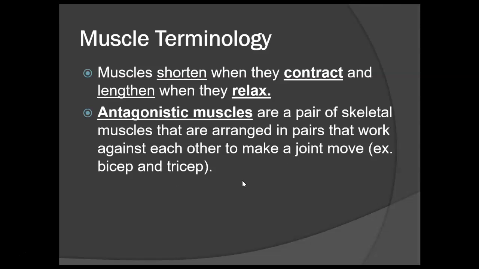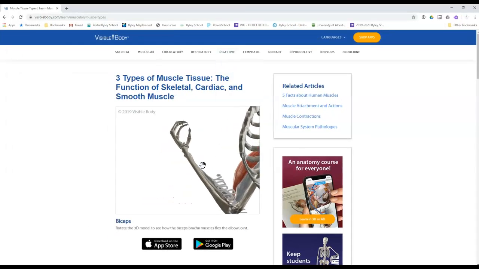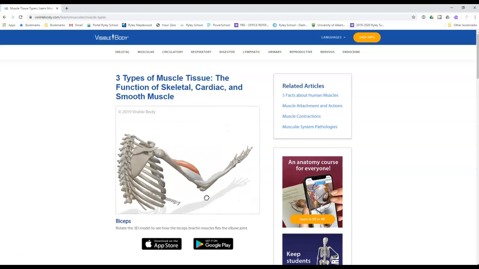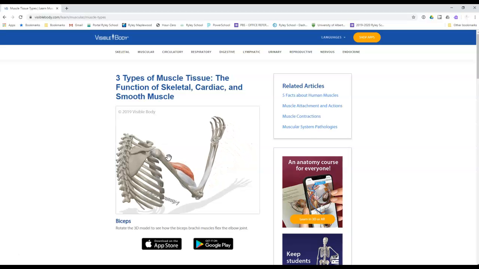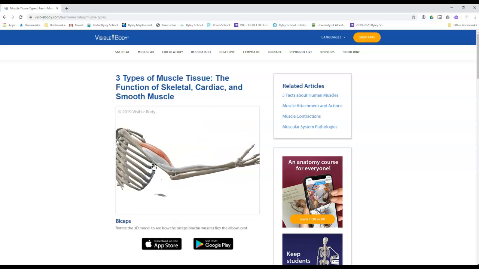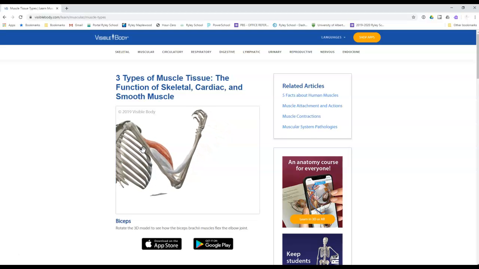In many parts of our body, we also have what are called antagonistic muscles. So these are a pair of skeletal muscles that work against each other to make a joint move. So when you think of your arm, what you're seeing here is actually they're missing a muscle, an antagonistic muscle. We're seeing the biceps do their job, but there's another muscle on the back side of the arm, called the triceps muscle, that actually is antagonistic.